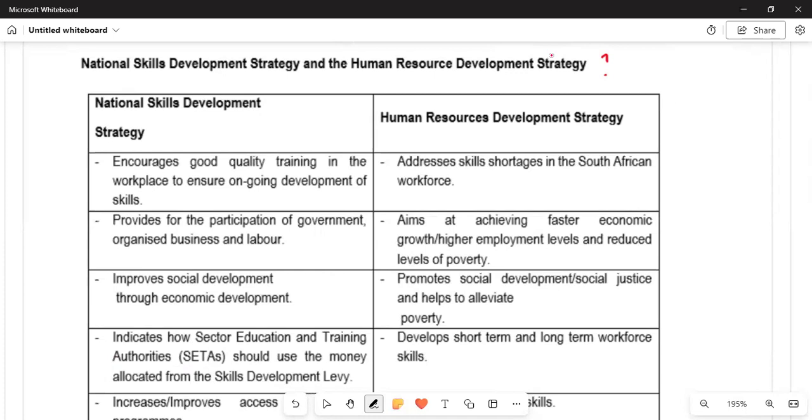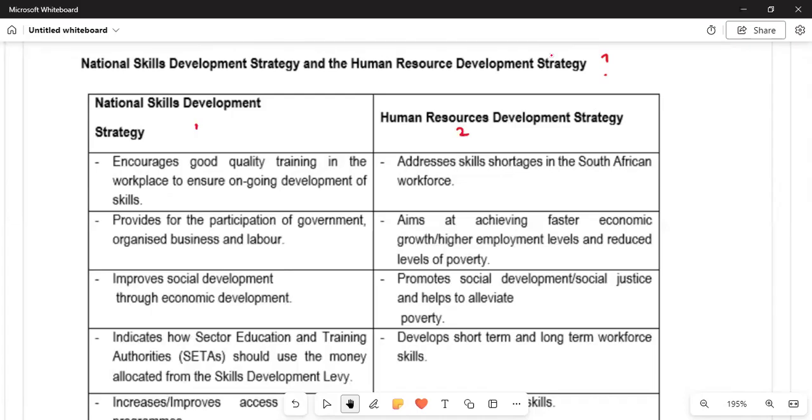So under the NSD strategy, this is where we encourage good quality training in the workplace to ensure ongoing development of skills. So good quality training is the training that is going to respond positively to the needs of what? Of the employees. With this, we are talking about where we are saying we are going to bridge the gap that the employees find themselves with.